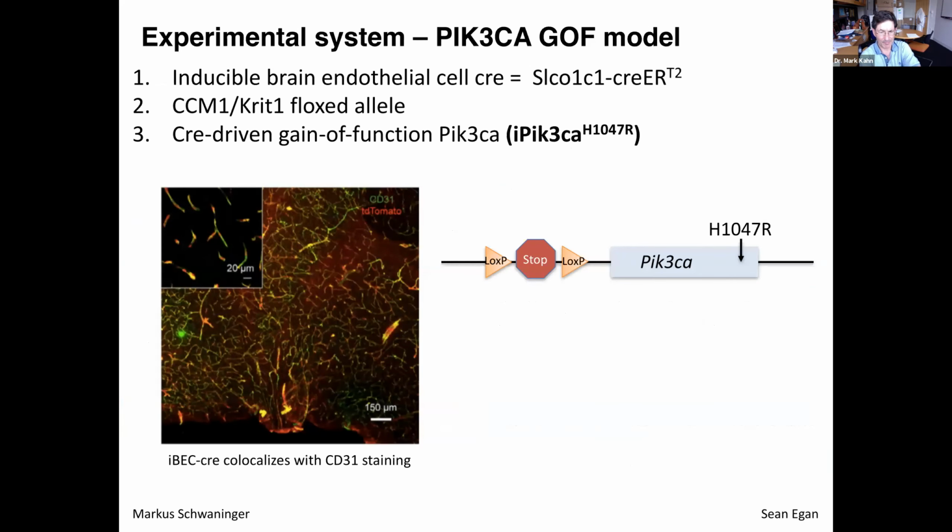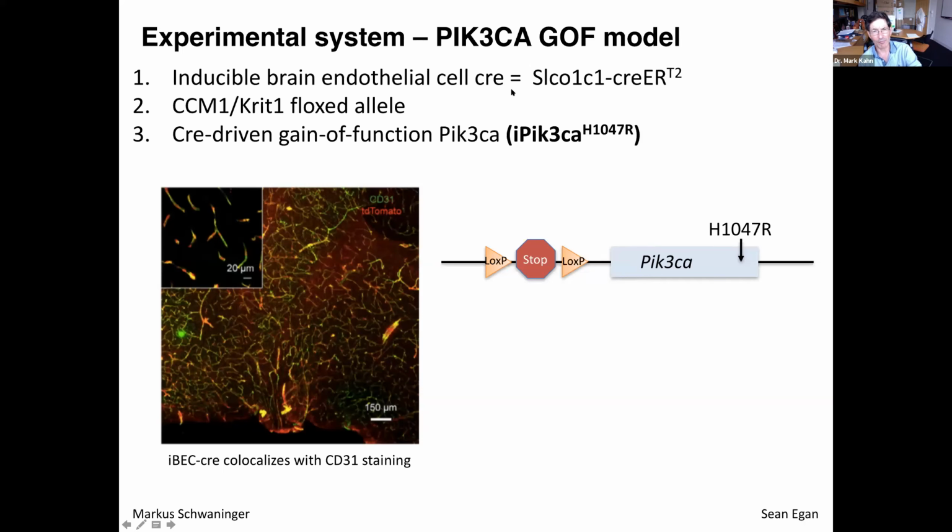And so what we used was a PIK3CA gain of function model that others have used, such as Michael Dellinger in Texas for lymphatic malformations. And we used a brain endothelial specific CRE. This was given to us by Marcus Schwaninger.